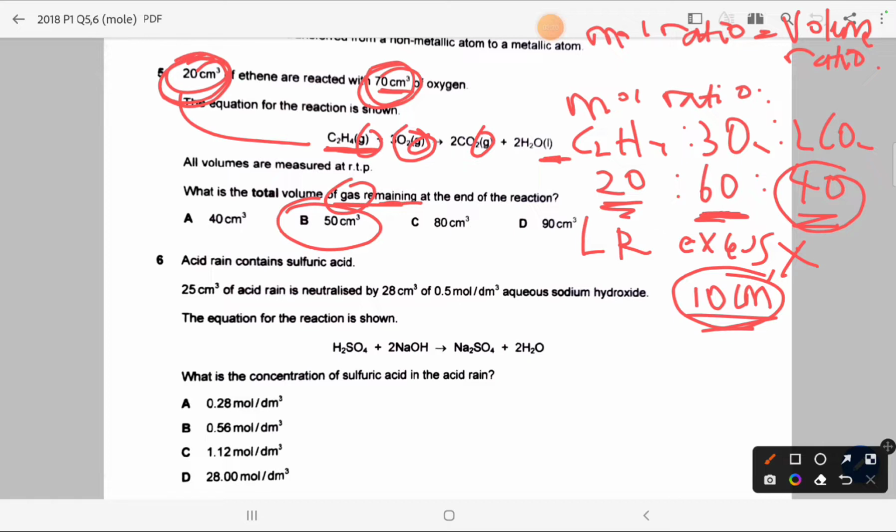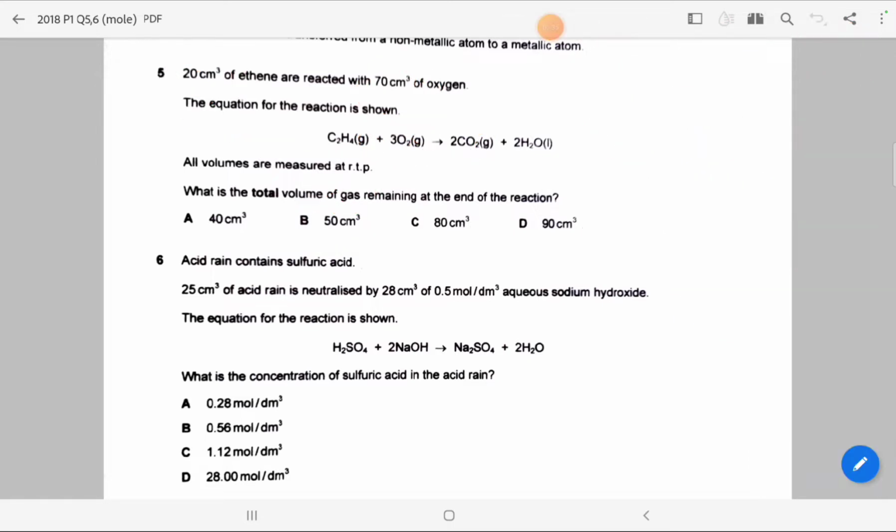So for this question, mole ratio equals volume ratio. No need to convert 20 cm cube and 70 cm cube to number of mole. Okay, let's look at number 6.